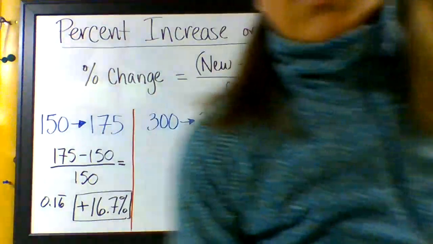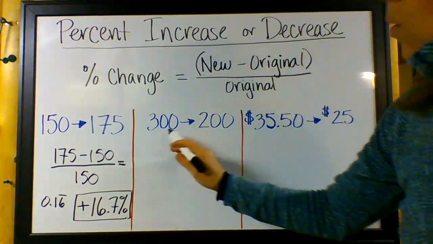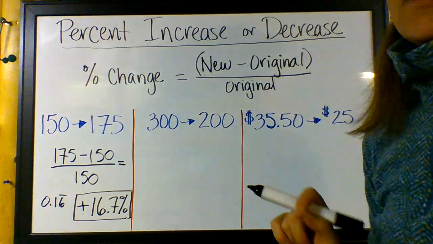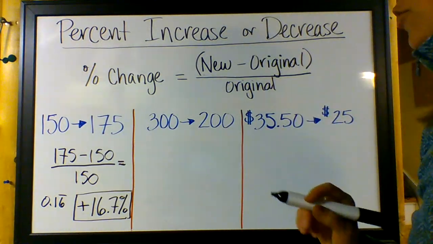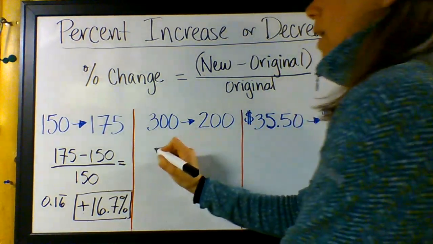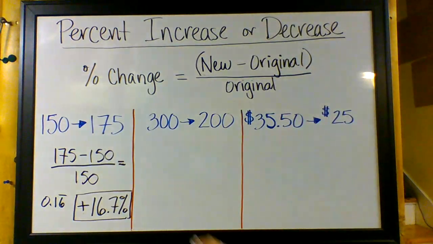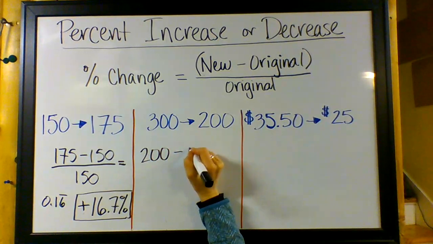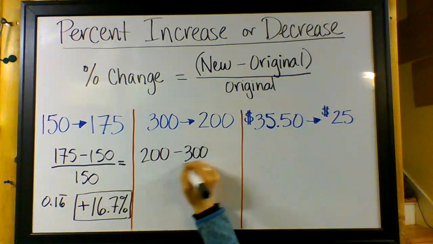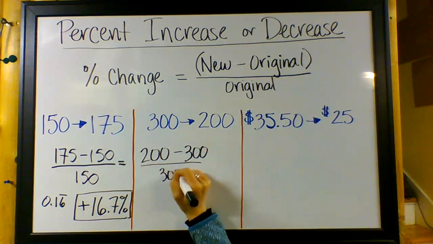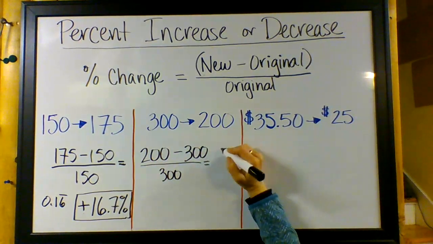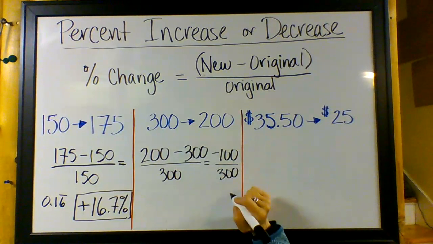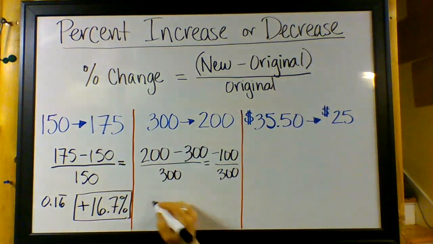So, okay, let's take a look at another one. What if we have 300 pieces of candy and someone eats 100 of them? So now we're down to 200. Well, let's see. I'm going to squat down here. I've got the new number minus the original number over the original number, which really is the same as negative 100 over 300. Okay? So that's negative 1/3.